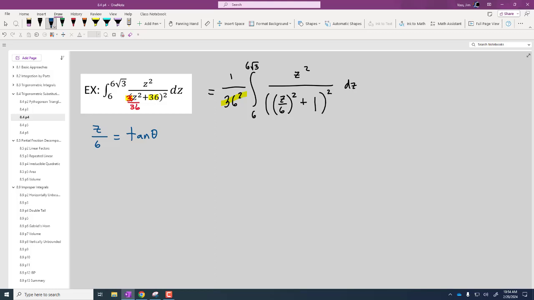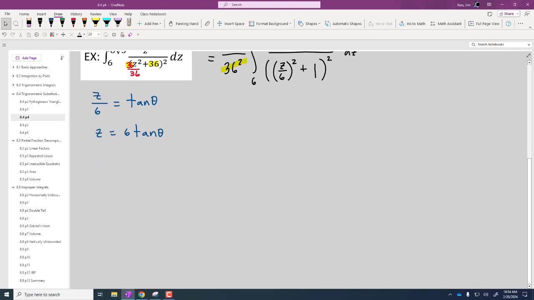If you want to, you don't have to, it does not matter. You could isolate the z if it's easier for you to differentiate without a constant in front of it. Do that, it does not matter. Your choice. And now we differentiate, and we're going to get dz equals 6 secant squared of theta d theta.